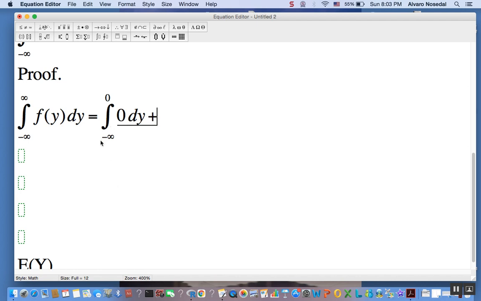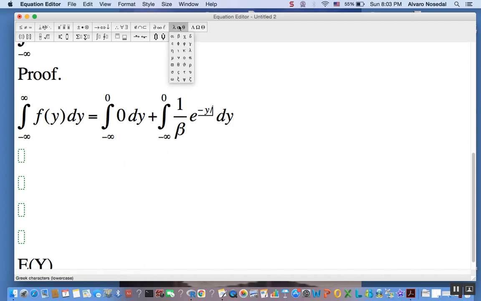Now the second part, what we want is the integral of 1 over beta e to the negative y divided by beta. That's what we want. We want to integrate that function, but we want the region to be from 0 to infinity. Make sense? Okay, so let's keep going.